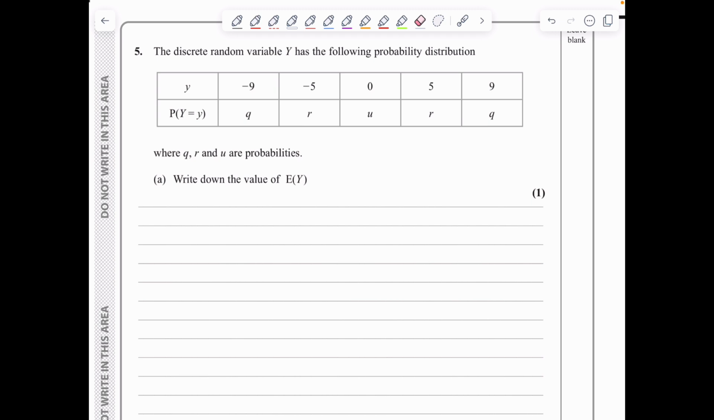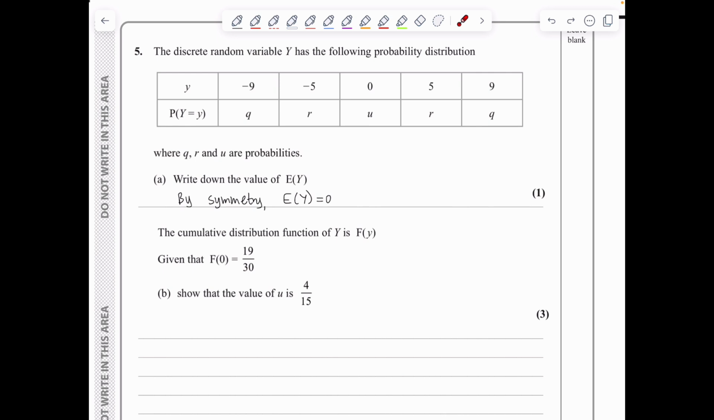In question 5, we've got the discrete random variable y with the following probability distribution. q, r, and u are probabilities, and we need to write down the value of the expectation of y. There is no need to calculate here. We just observe that there is symmetry, the -9 with the 9, the -5 with the 5, and the corresponding probabilities being the same, and therefore we can simply conclude that by symmetry the expectation of y should be the midpoint, so it should be 0.